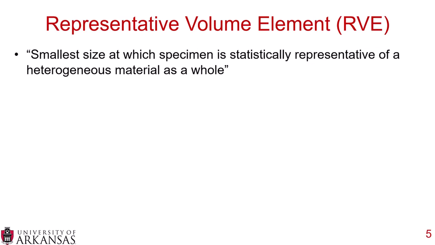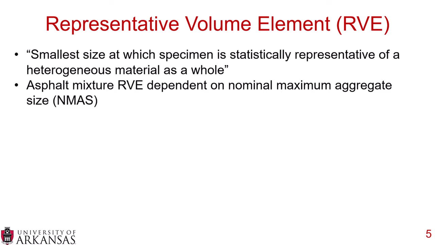This got us around to thinking about what's called representative volume element, or RVE. RVE can be defined as the smallest size at which specimens are statistically representative of a heterogeneous material as a whole. Now I'm going to turn to a colleague here to talk about how asphalt mixture RVE is dependent on the nominal maximum aggregate size.